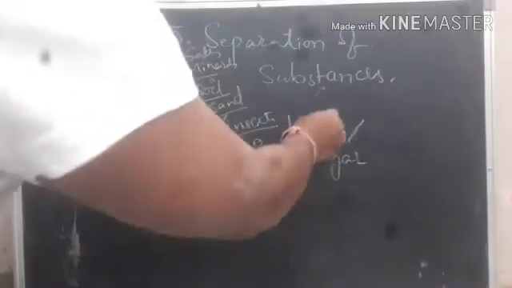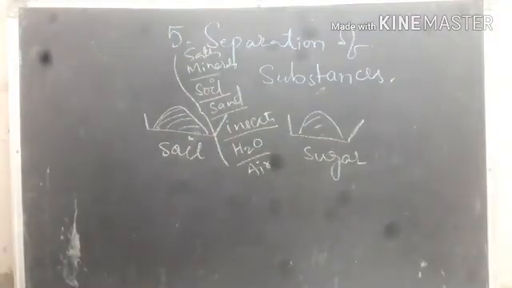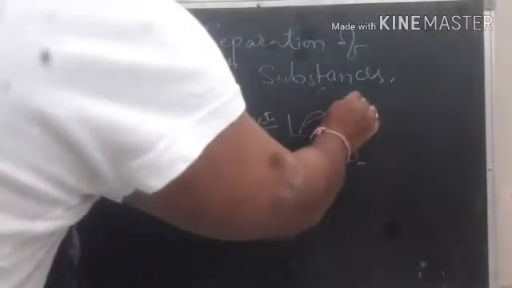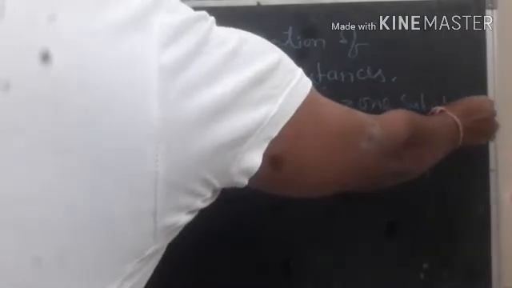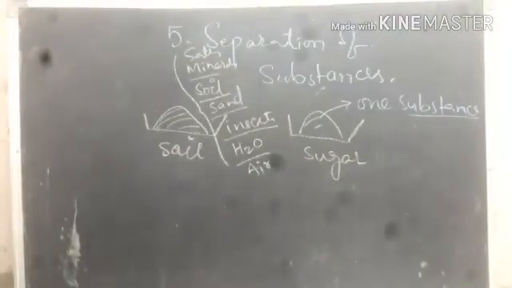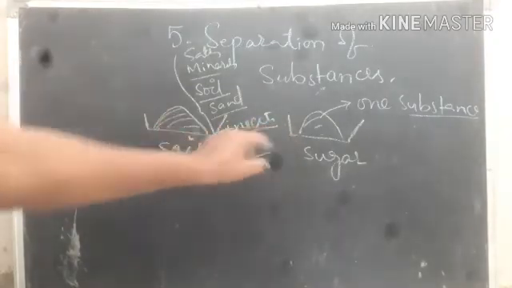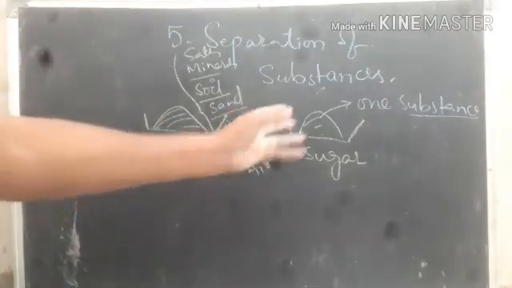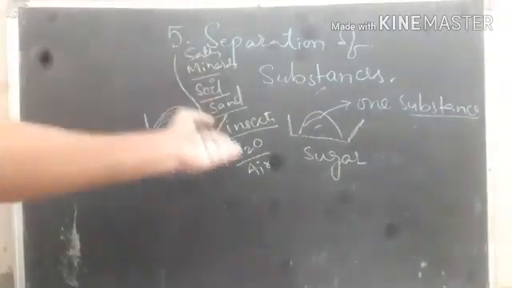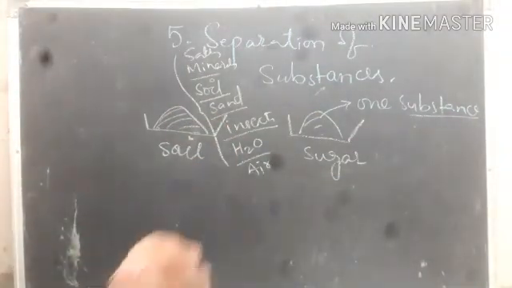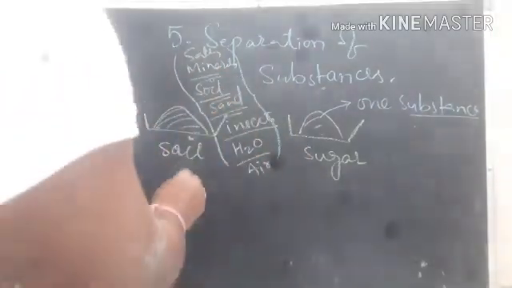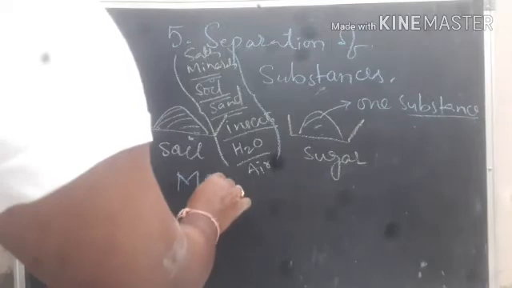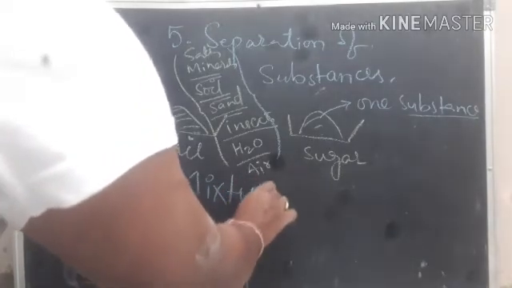When you observe the sugar, what are you going to notice? Is there any other material in the sugar? No, there is only one substance present. So what is it indicating? Things may contain only one substance, or there may be a mixture of substances. The thing which contains many substances together is what we call a mixture.